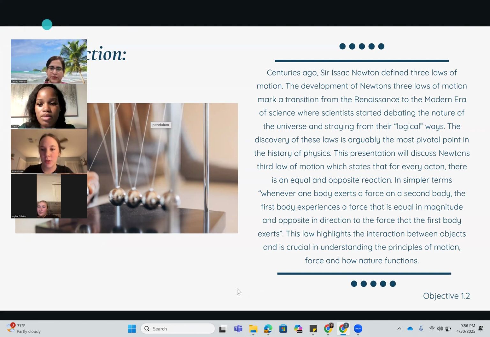This presentation will discuss Newton's third law of motion, which states that for every action there is an equal and opposite reaction. In simpler terms, whenever one body exerts a force on a second body, the first body experiences a force that is equal in magnitude and opposite in direction to the force that the first body exerts. This law highlights the interaction between objects and is crucial in understanding the principles of motion, force, and how nature works.